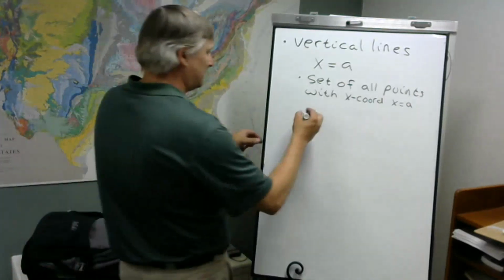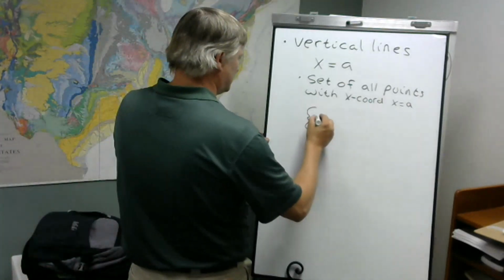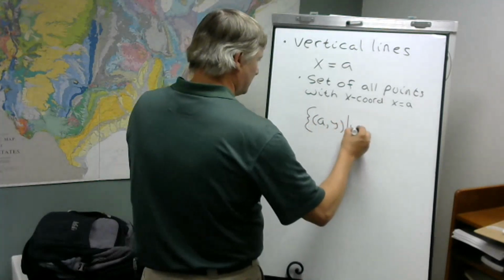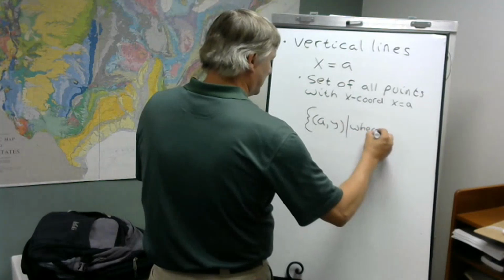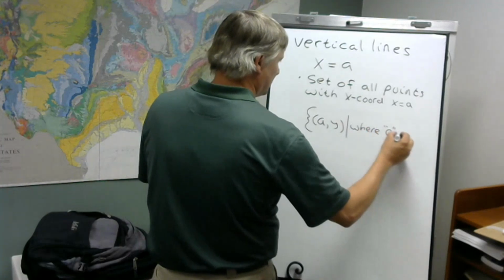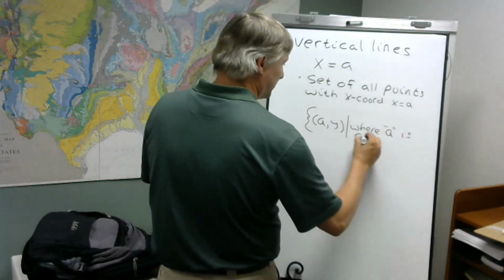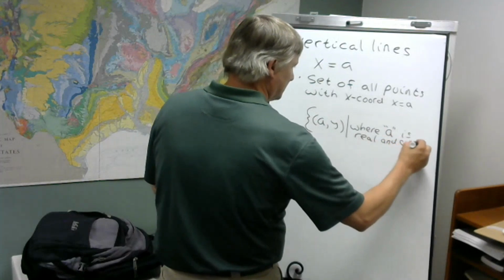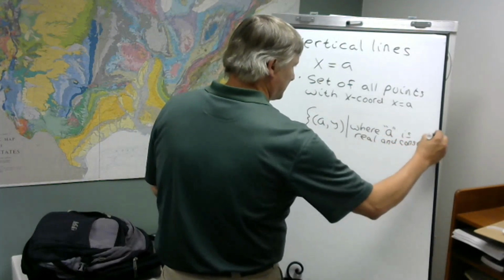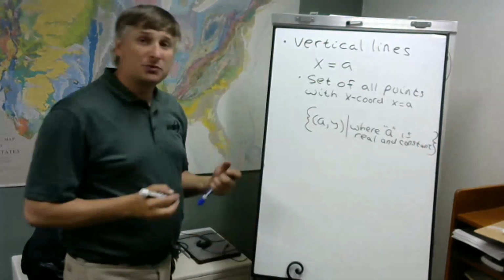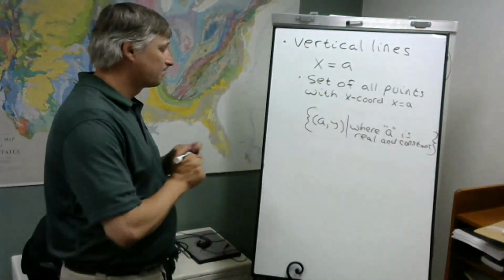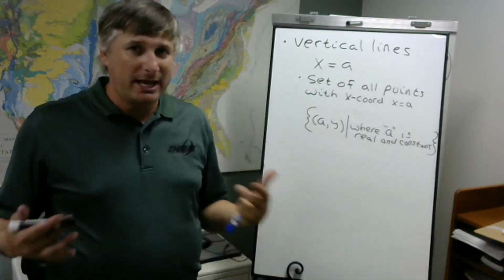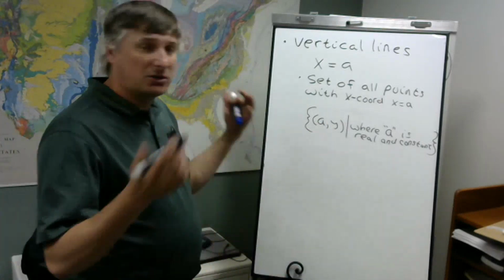So as a set, it's all the points a comma y, where a is a real number, it's real, and constant. When it's chosen, it doesn't change. But y, on the other hand, we can make y any real number we want. We can just change it however we want.